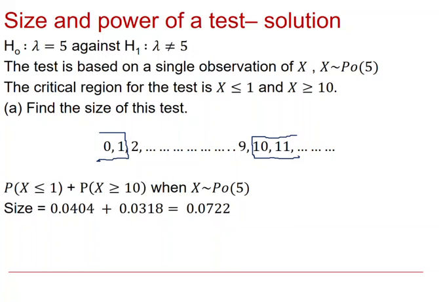Or you may use statistical tables, when you would work out the opposite of what we want. So you could do 1 minus the probability that x lies between 2 and 9 when lambda equals 5. And that's an equally valid method for evaluating the size for this test.